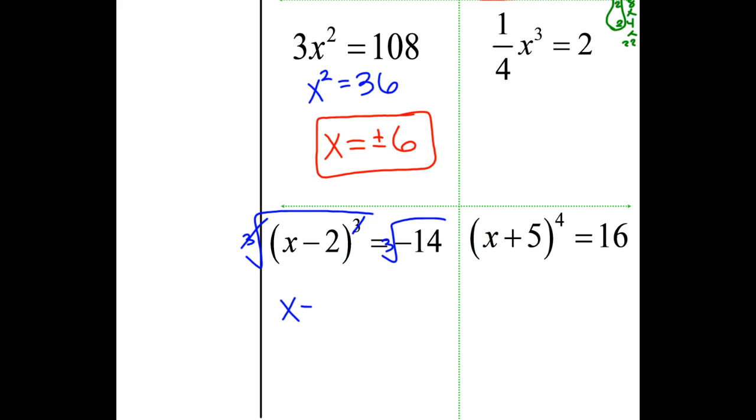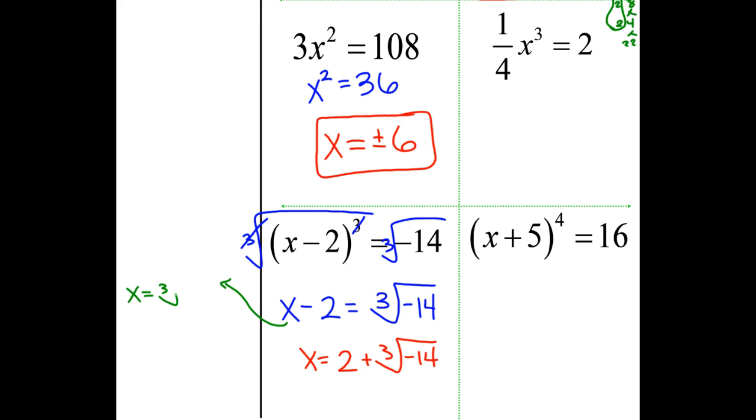So really we're left with x minus 2 equals the cube root of negative 14. Now, all I can do is get rid of that minus 2, so I'm going to change this to x equals 2 plus the cube root of negative 14. Now, really, when I add 2 to both sides, I would get x equals the cube root of negative 14 plus 2, which is the same thing, but I want to put my radical last, so that's why I'm going to write it that way. All right, I want you to try those last two on the right by yourself, and I'll show you the answers here in a second.